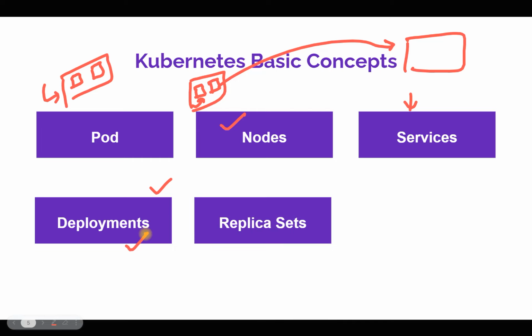Next concept we are having is replica sets. What is a replica set? A replica set ensures that a specified number of pods that you define are running at all times. If a pod fails, the replica set will create a new pod to replace the terminated one. So it will make sure that whatever number you define, it will be created to match the desired state.